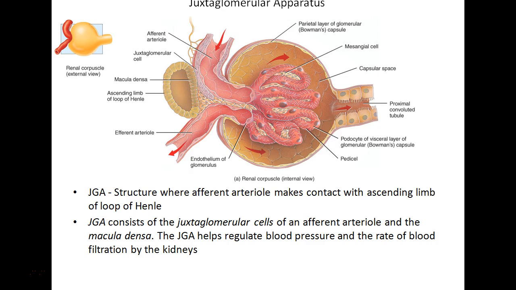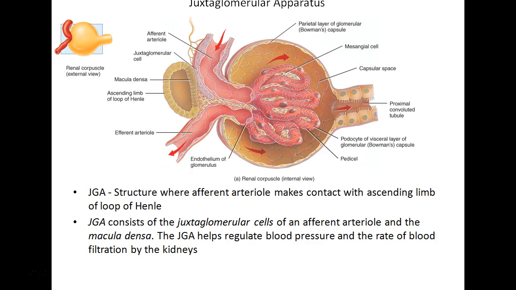We have juxtaglomerular cells of the afferent arteriole, and these are going to be smooth muscle cells that contract when they're stimulated or stretched by the sympathetic nervous system. Also, we have structures called granular cells that are going to release renin.